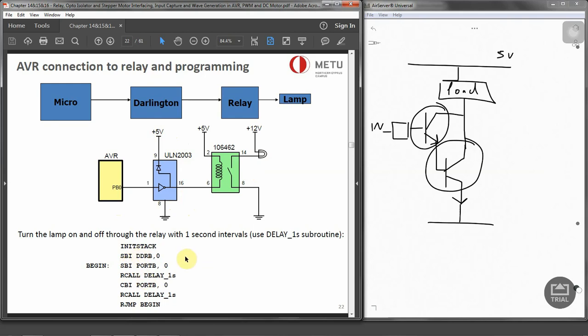We just initialize the stack, then we set DDRB, port B, to be an output, and then we set port B to be 1 or 0. Then we wait for 1 second, and then we clear port B, so we are turning it on and off, and it just carries on doing that.